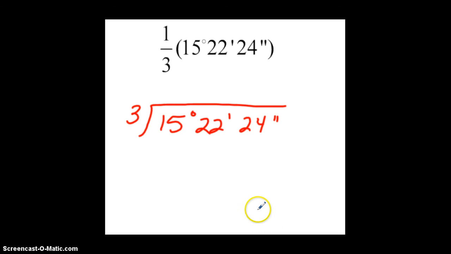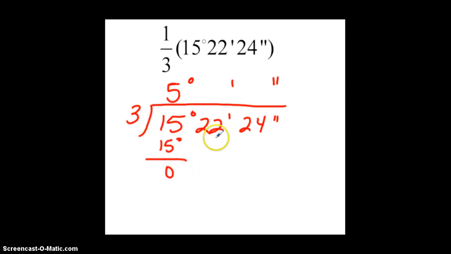Okay, and then I'm going to put my units above just so I can keep everything straight, because every column is referring to a different unit. So if we're moving columns, we're actually converting units. So 3 goes into 15. Well, that's easy. That's just 5, right? So that comes down as 5 degrees, and there is nothing left over.